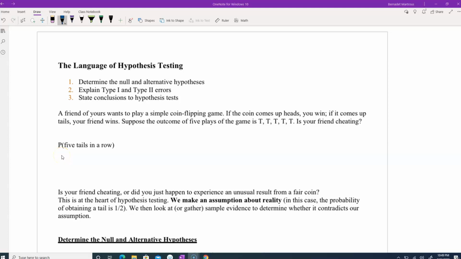Language of hypothesis testing. Here on this board, a friend of yours wants to play a simple coin flipping game. If the coin comes up heads, you win. If it comes up tails, your friend wins. Suppose the outcome of 5 plays of the game is all tails. So the question is, is your friend cheating?